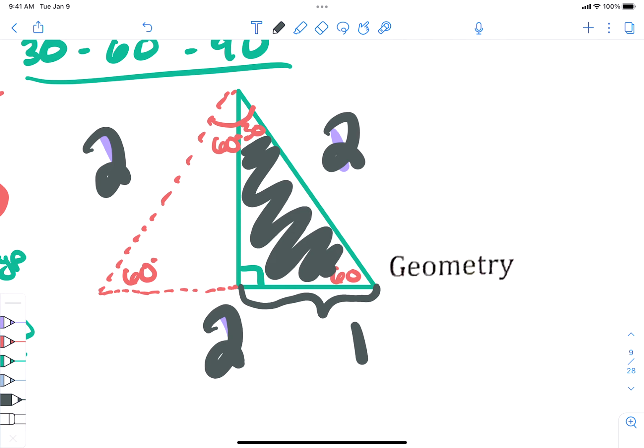Now, if we're just looking at this green triangle, because that's my 30, 60, 90 triangle, we know that the short side is going to be 1. The hypotenuse side, not the tall side, is going to be double that, so this side is going to be 2. If it's a 30, 60, 90, the short side is half of the hypotenuse, or the hypotenuse is double the short side, right?